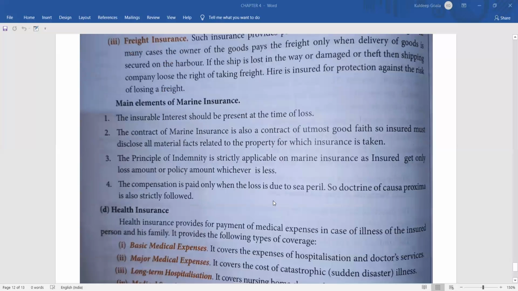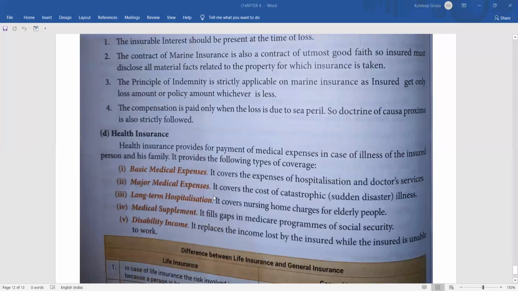So the main element in marine insurance is that the insurable interest must be there. The contract of marine insurance is also a contract of utmost good faith. The principle of indemnity is strictly followed here, and the compensation is paid only when there is loss in the course of sea. That is marine insurance. Marine related ही होना चाहिए loss. Okay, उसके other things will not be coming here. Only it should be related to marine.